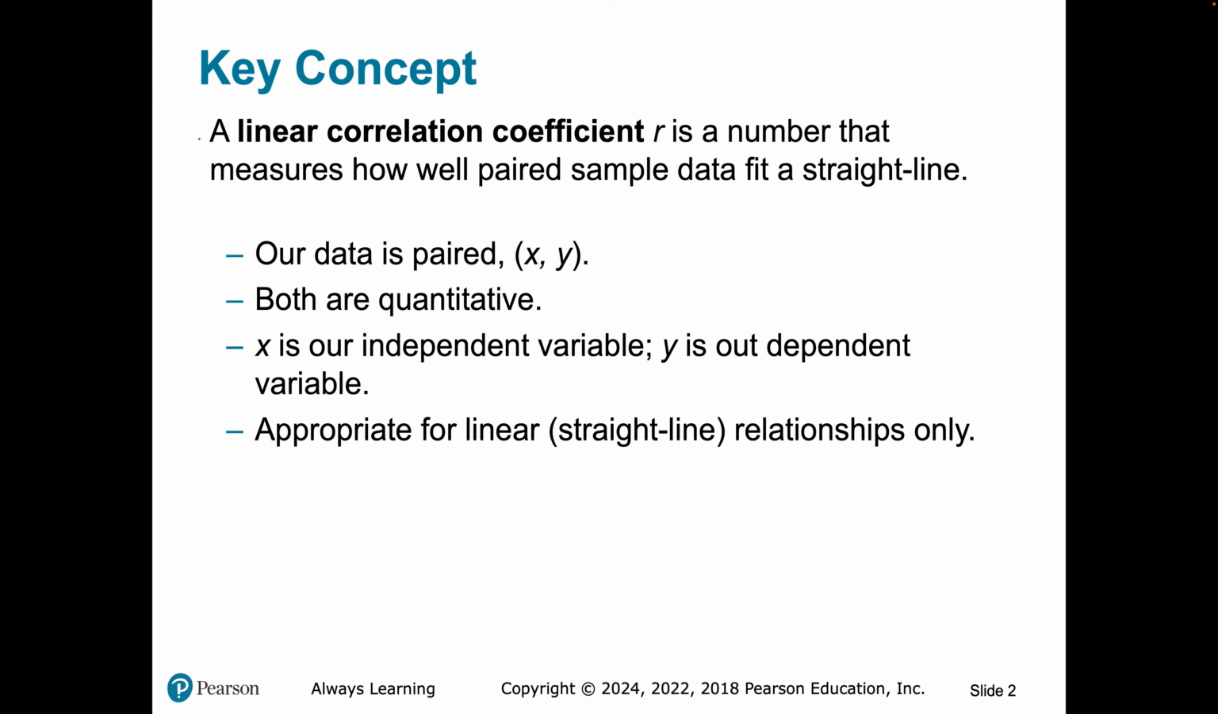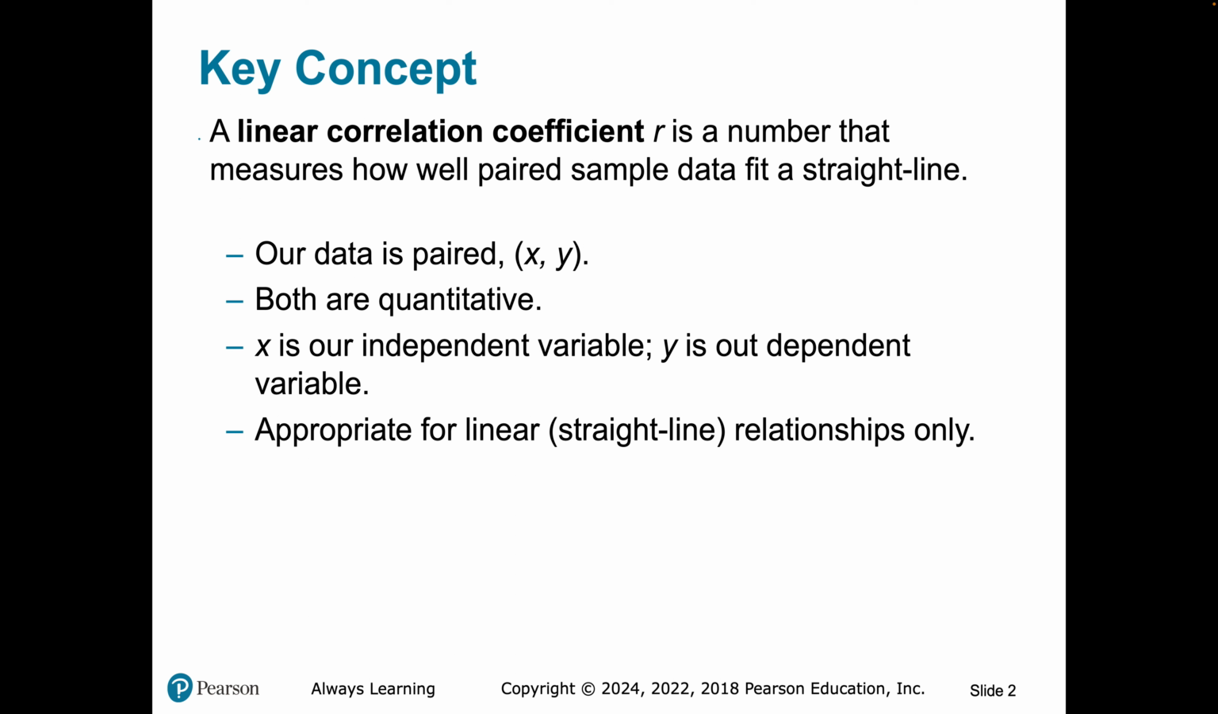Key concept, we're looking at a linear correlation coefficient, R, and it's a number that measures how well paired quantitative data fit a straight line. So our data are paired, x comma y. You might think of examining the relationship between someone's BMI level, again the quantitative component, and their HDL, whatever. It just needs to be quantitative.